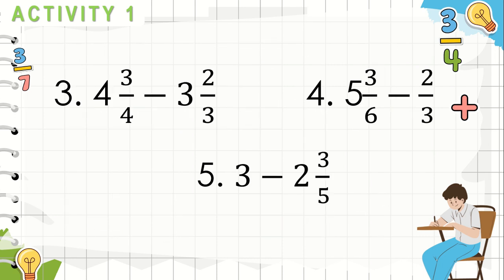Number 4, 5 3/6 minus 2/3. Number 5, 3 minus 2 3/5.